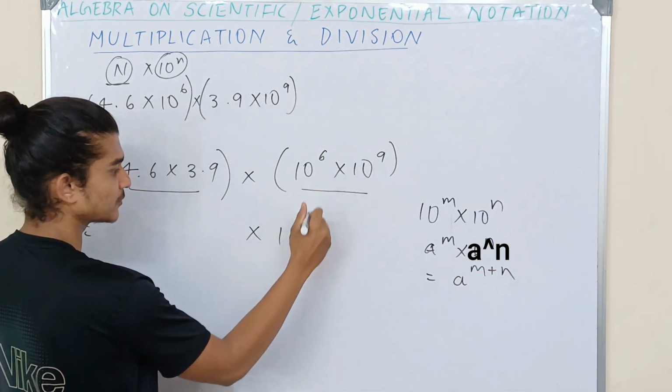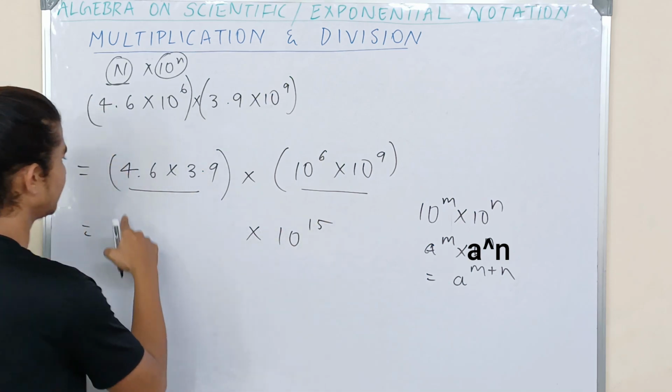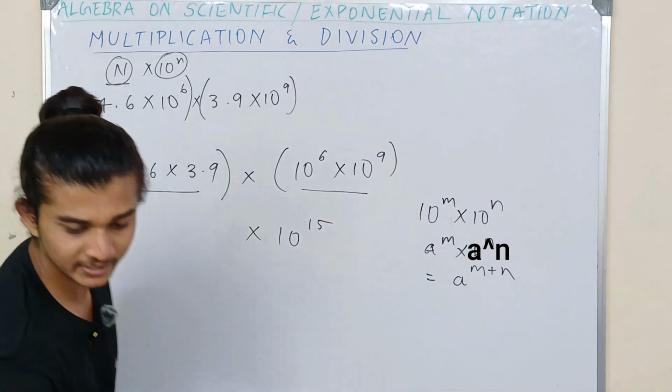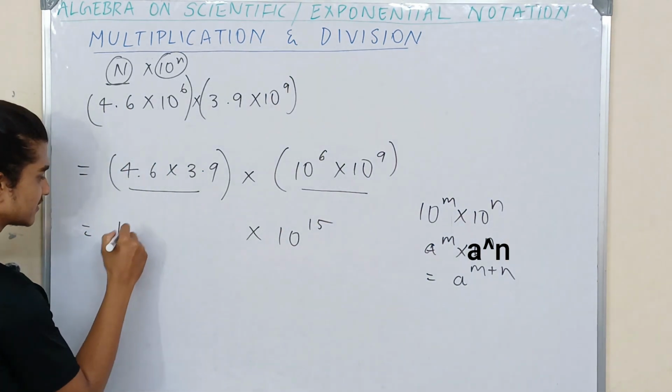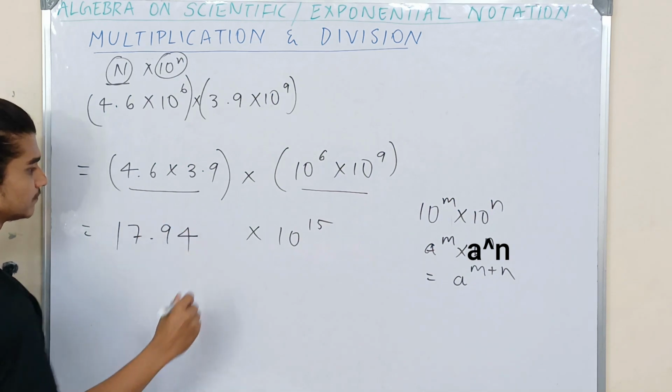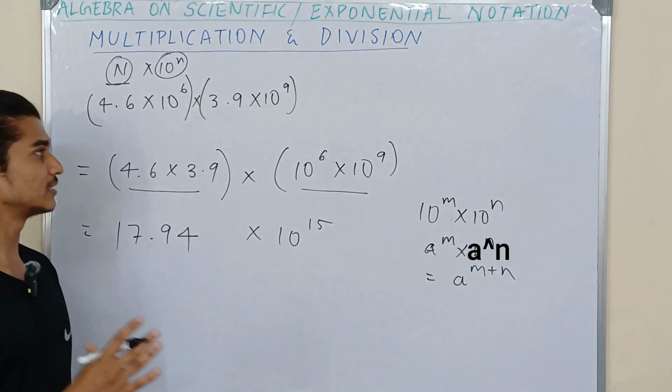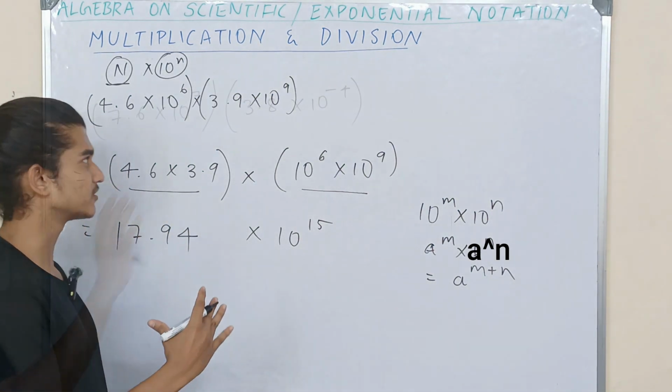If you add the exponents, you're going to get 10 power 15. And if you take the calculator and simplify the other part, I'm going to get the answer as 17.94. So it's that easy. Let's see one more example on this particular multiplication.